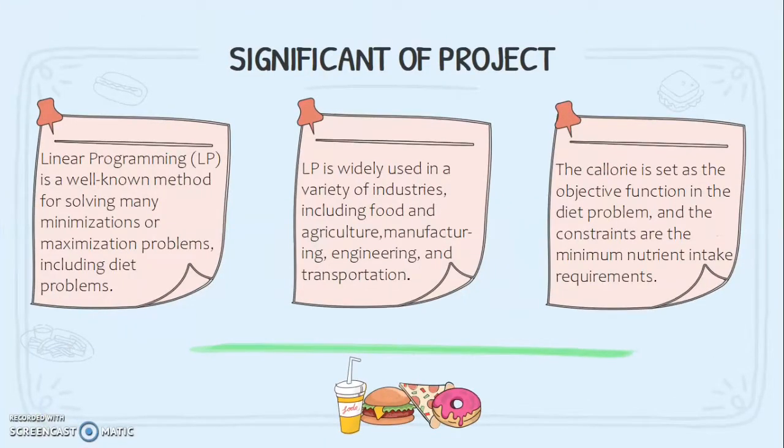Significance of project. Linear programming (LP) is a well-known method for solving many minimization or maximization problems including diet problems. Linear programming is widely used in a variety of industries including food and agriculture, manufacturing, engineering, and transportation. The calories is said as the objective function in the diet problem, and the constraints are the minimum nutrient intake requirements.